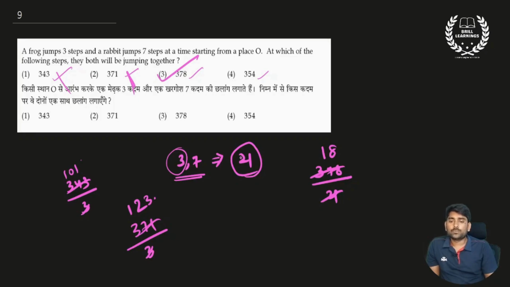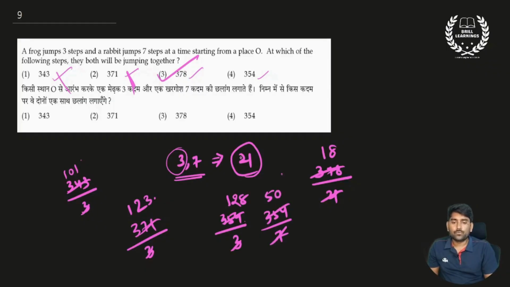Let's check the last option, 354 by 3. 3 ones are 3, 3 twos are 6, 3 8s are 24. But let's check with 7 also. 7 ones are 7, 7 5s are 35, 4 is left. So this is also not our answer.